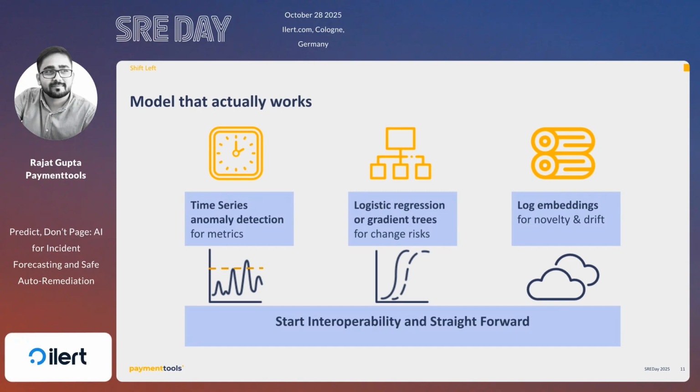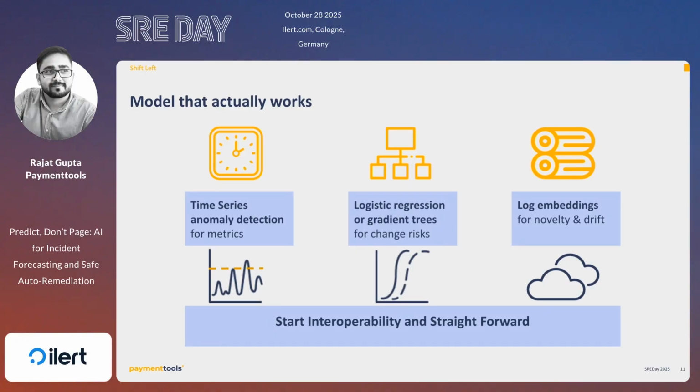This is very new. For example, we talk about vector databases these days, and log embeddings are here for novelty and drift. Say our services are emitting logs like "query executed" and "request accepted," and we create embeddings for all of those. But what if something new comes in, like "TLS handshake fail"? Those kinds of errors are something new which the model didn't know. So we need to build those embeddings so that our model can understand: okay, this is something new. I have never faced this before. What do I need to do?